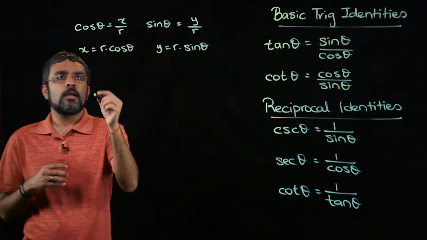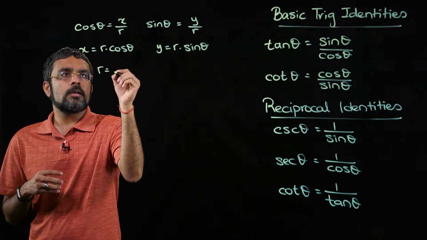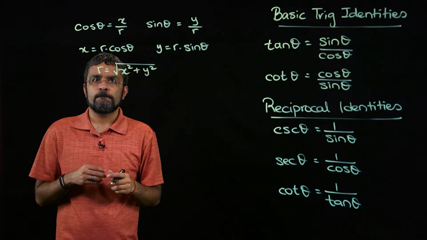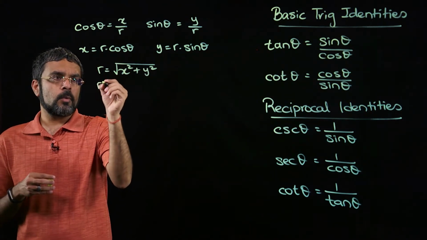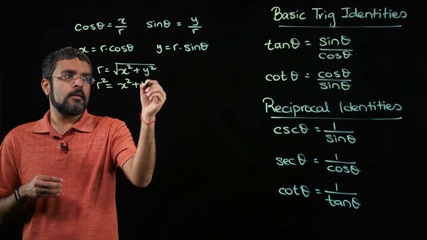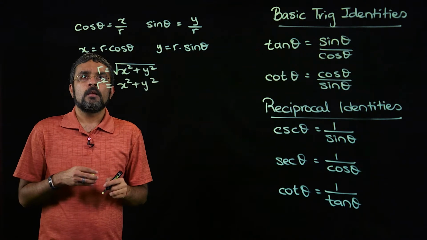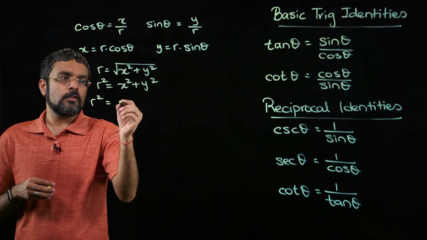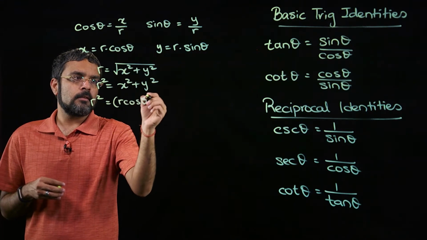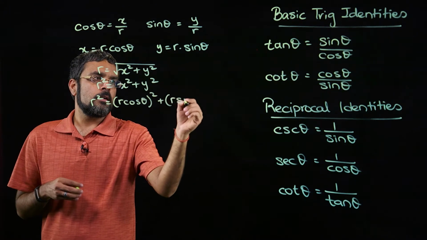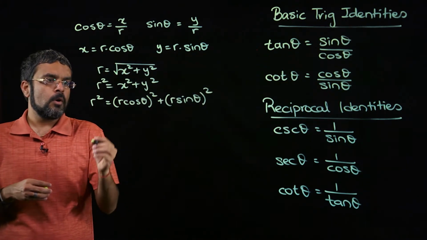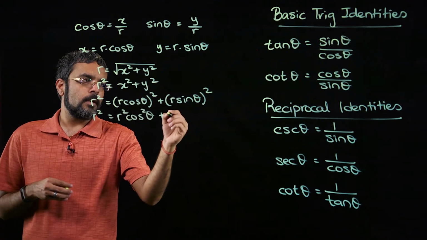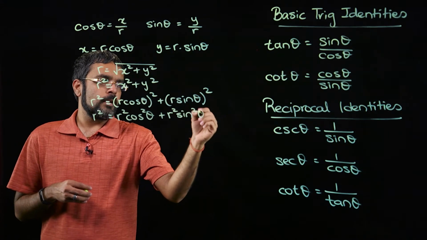Okay, now if you also remember, what was r? R was square root x squared plus y squared, right? Or if I squared both sides, I get r squared equals x squared plus y squared. So if I substitute the value of x, what is x? X is r cosine theta, so then r squared is going to be r cosine theta squared plus r sine theta squared, which gives me r squared equals r squared cosine squared theta plus r squared sine squared theta.